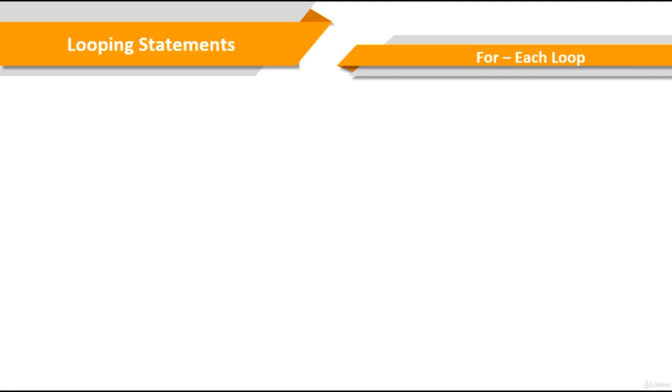For each loop. So in Java, the for each loop is another form of a for loop to work with arrays and collections. So we can say that it is an enhanced form of the for loop. You'll see what I mean. The use of the enhanced for loop is easier to write, and it makes your code more readable.